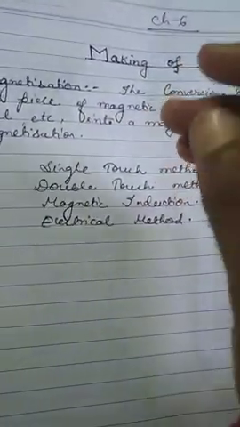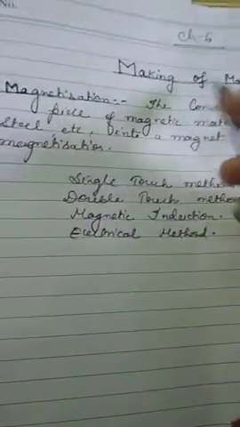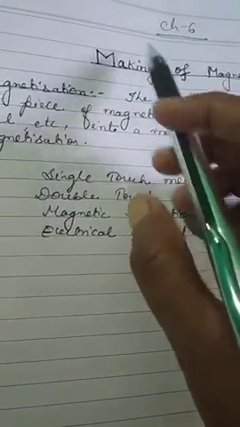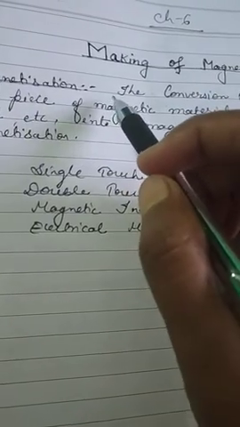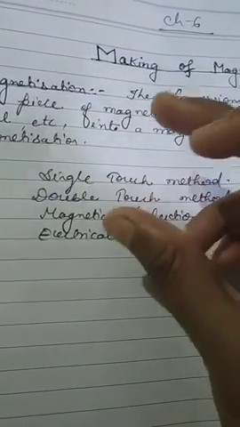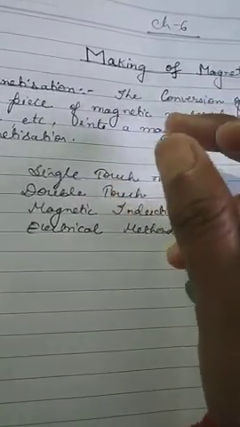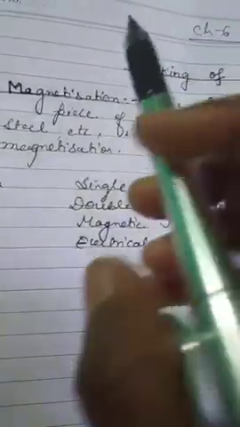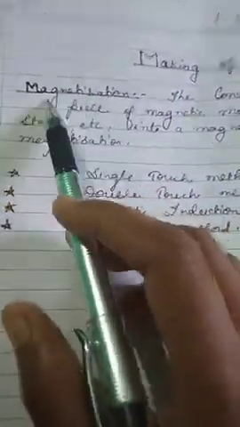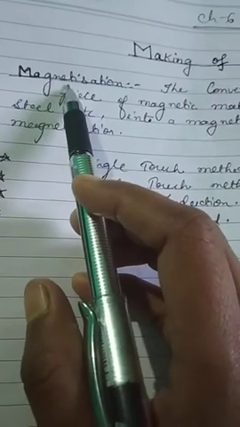So there are some man-made processes by which we can make a magnet, and this process is called magnetization. Any magnetic substance can easily be transformed into a temporary or permanent magnet by the process of magnetization. So what is this magnetization? It is just a process.